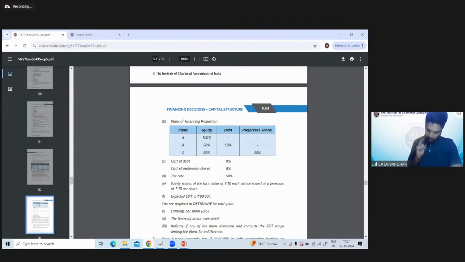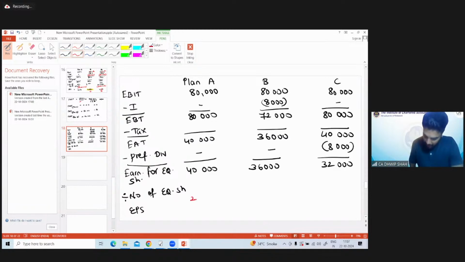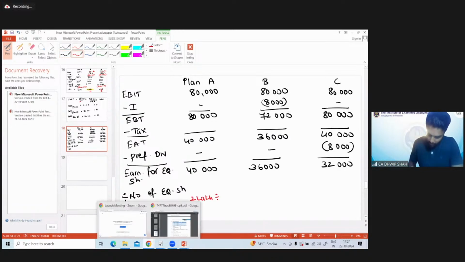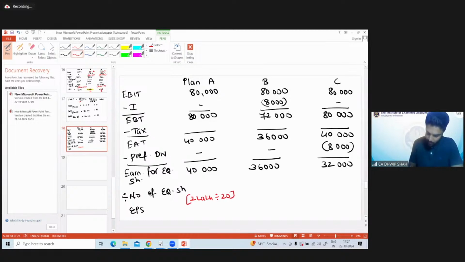Correct? Number of equity shares. Under alternative A, the entire 2 lakh is raised through equity shares. And at what price is it raised? The issue price is also given. Face value 10 and premium 10. So issue price is 20. Here under plan B, 1 lakh is raised through equity at an issue price of 20. And under plan C, again 1 lakh is raised through equity at an issue price of 20. Correct? So 2 lakh divided by 20 is 10,000 shares, 5,000 shares, and 5,000 shares. So EPS is equal to 4, 7.2, 6.4.